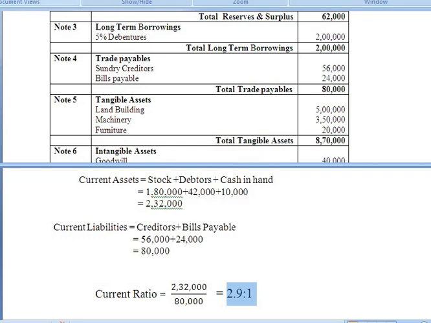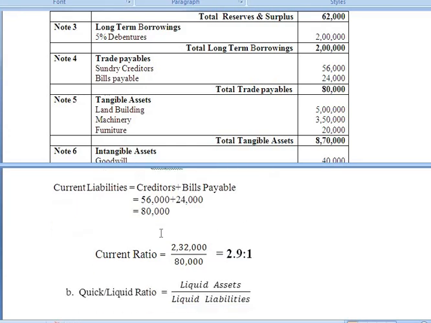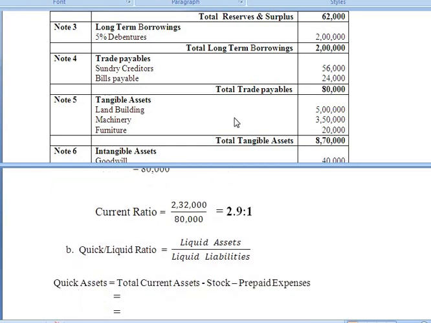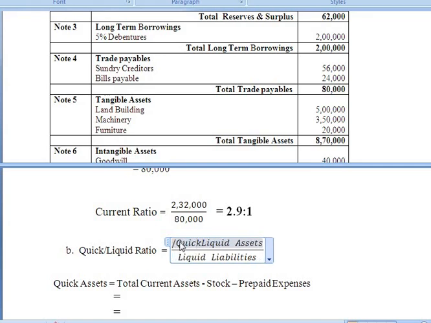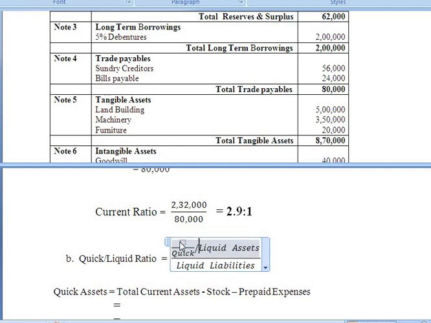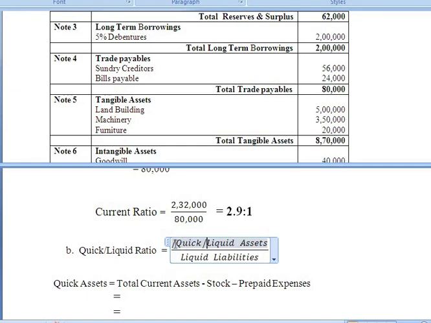Next is calculation of quick ratio, that is, liquid ratio. So write B, quick or liquid ratio is equal to liquid assets, or you can also write quick assets, divided by liquid liabilities or quick liabilities.